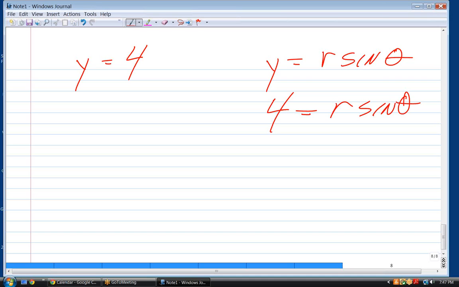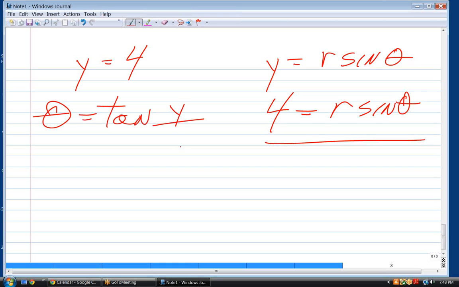Let's see. 4 equals r sine theta. That doesn't help. However, I know that theta is the inverse tangent of y over x. So it's the inverse tangent of 4 over x.